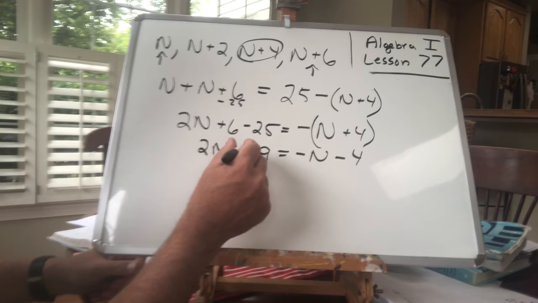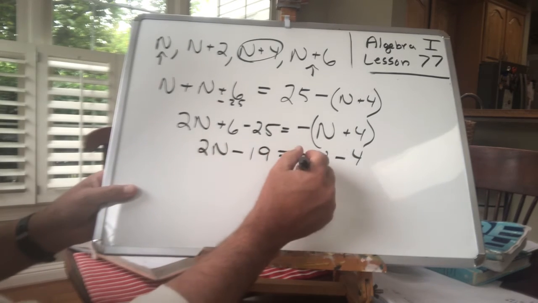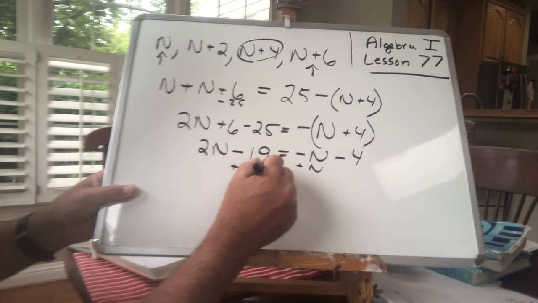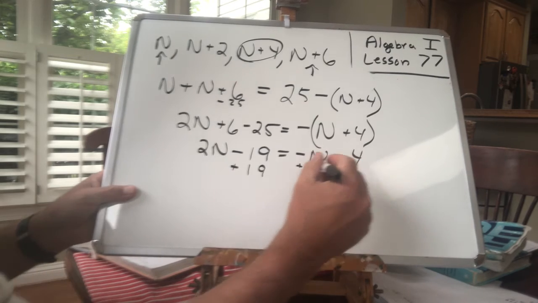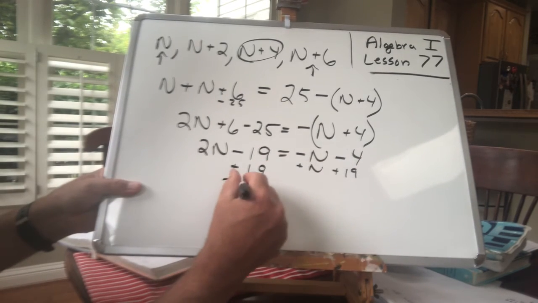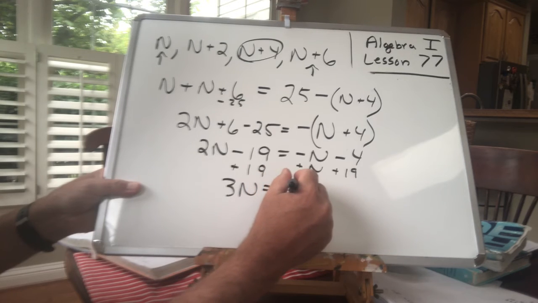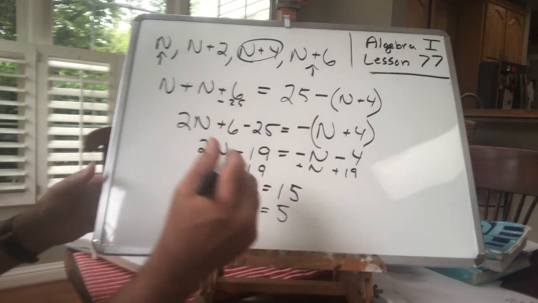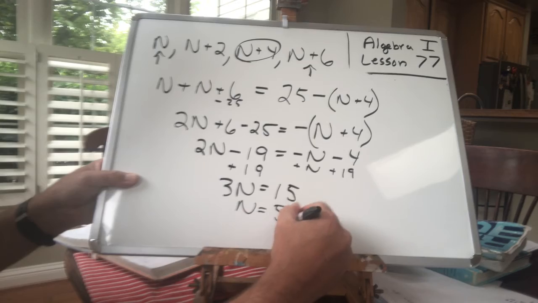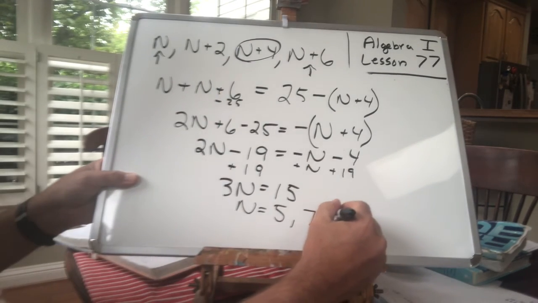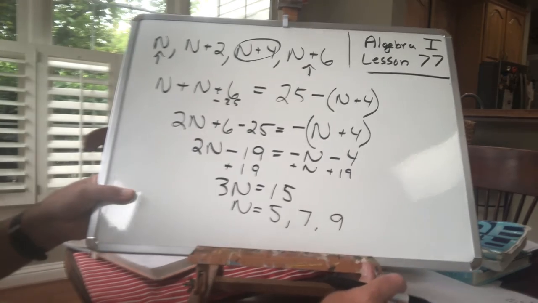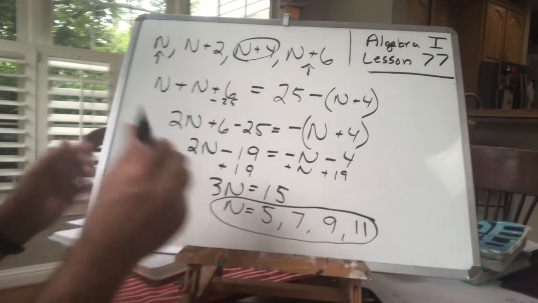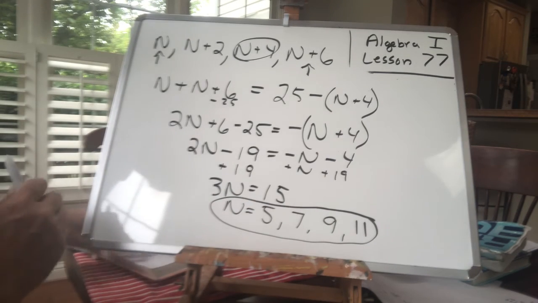I'm going to bring the numbers over to this side and the letters over to this side. I'm going to add n, and I'm going to add 19. I'm left with 3n equals, that would be positive 15. So n will equal 5. Then n plus 2 would be 7. N plus 4 would equal 9. And n plus 6 would equal 11. Those are my four consecutive odd integers.